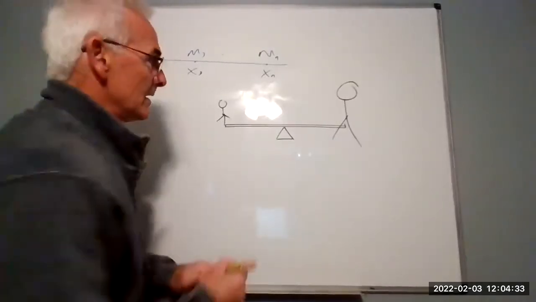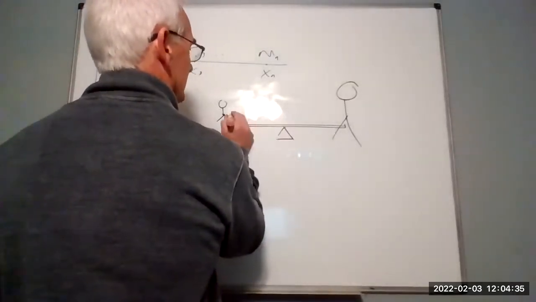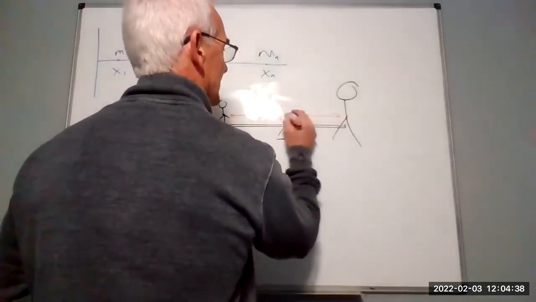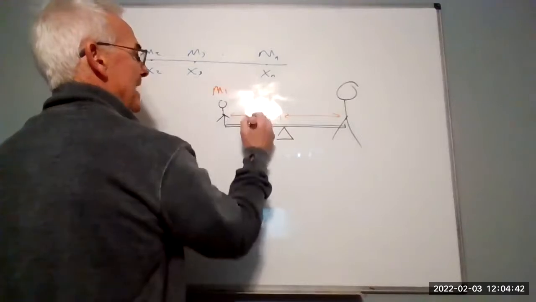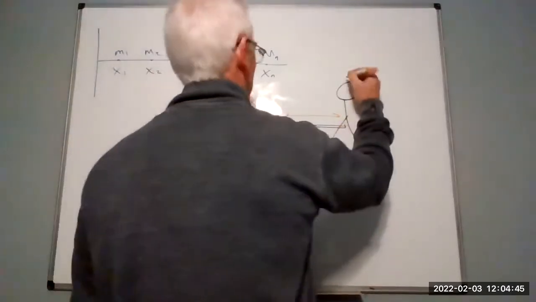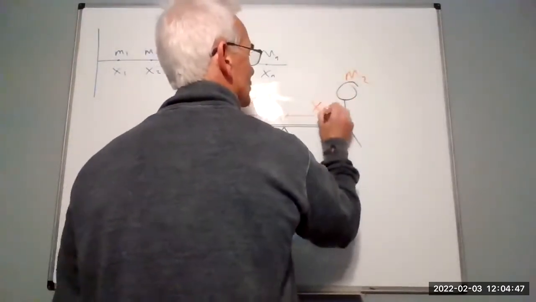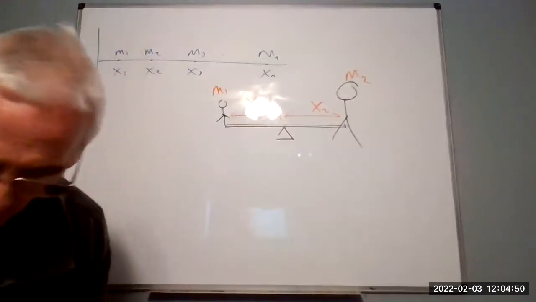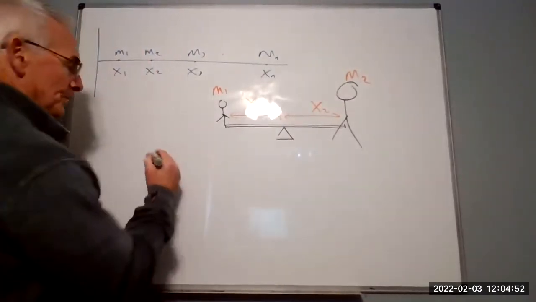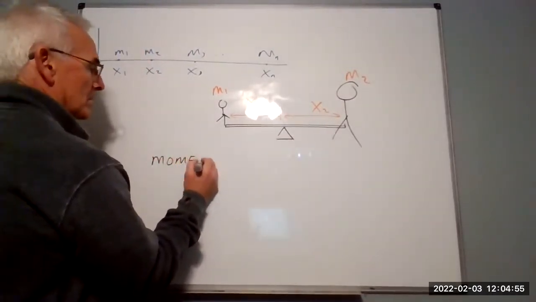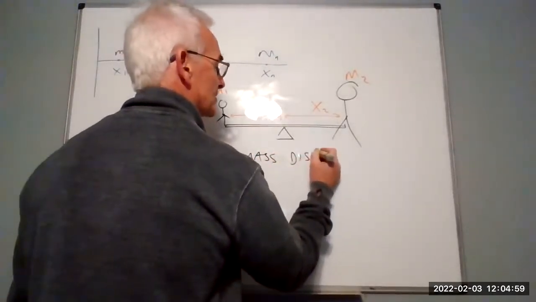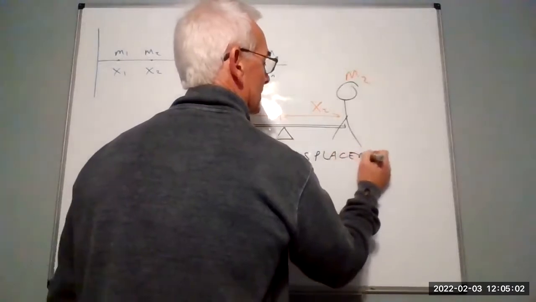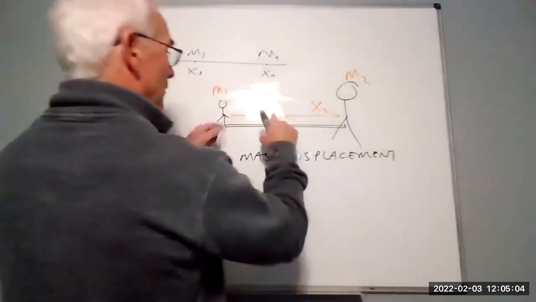Here's what it comes down to. This distance here and this distance here. For example, let's say this person has mass m1 and this is x1. This person has mass m2 and this is x2. There is something called the moment. The moment is equal to the mass times the distance, or the displacement. In this case, it would just simply be how far away.